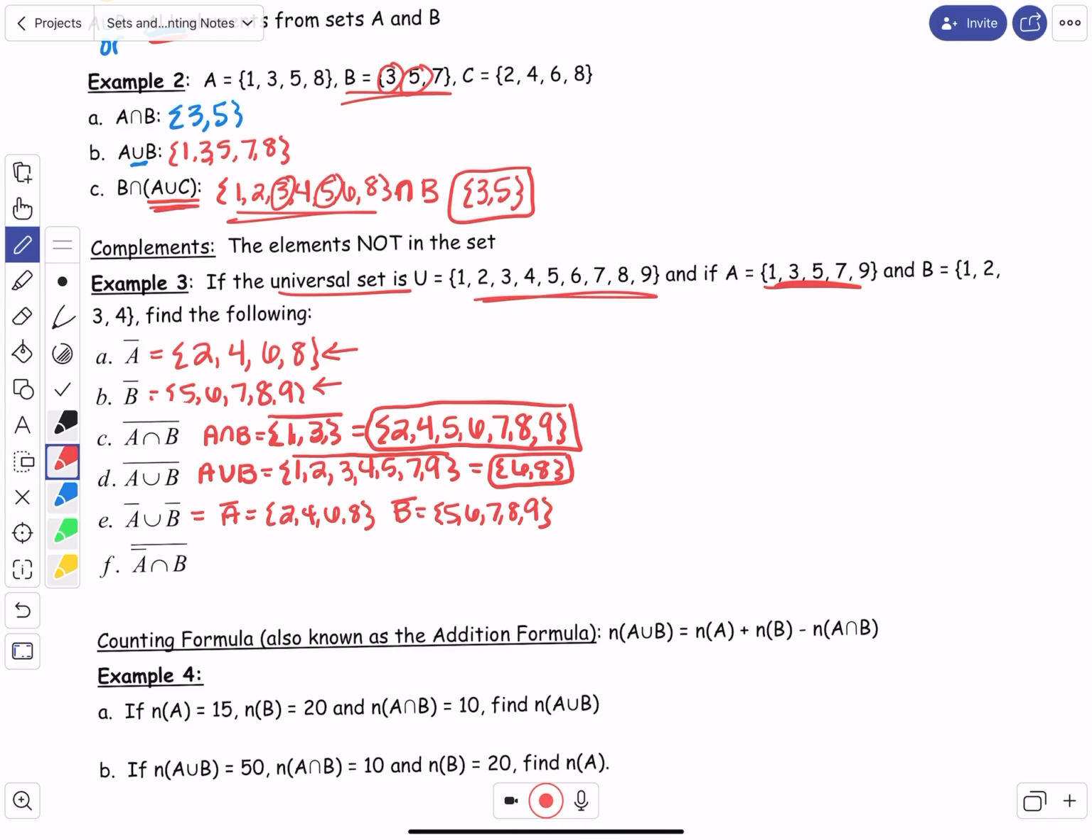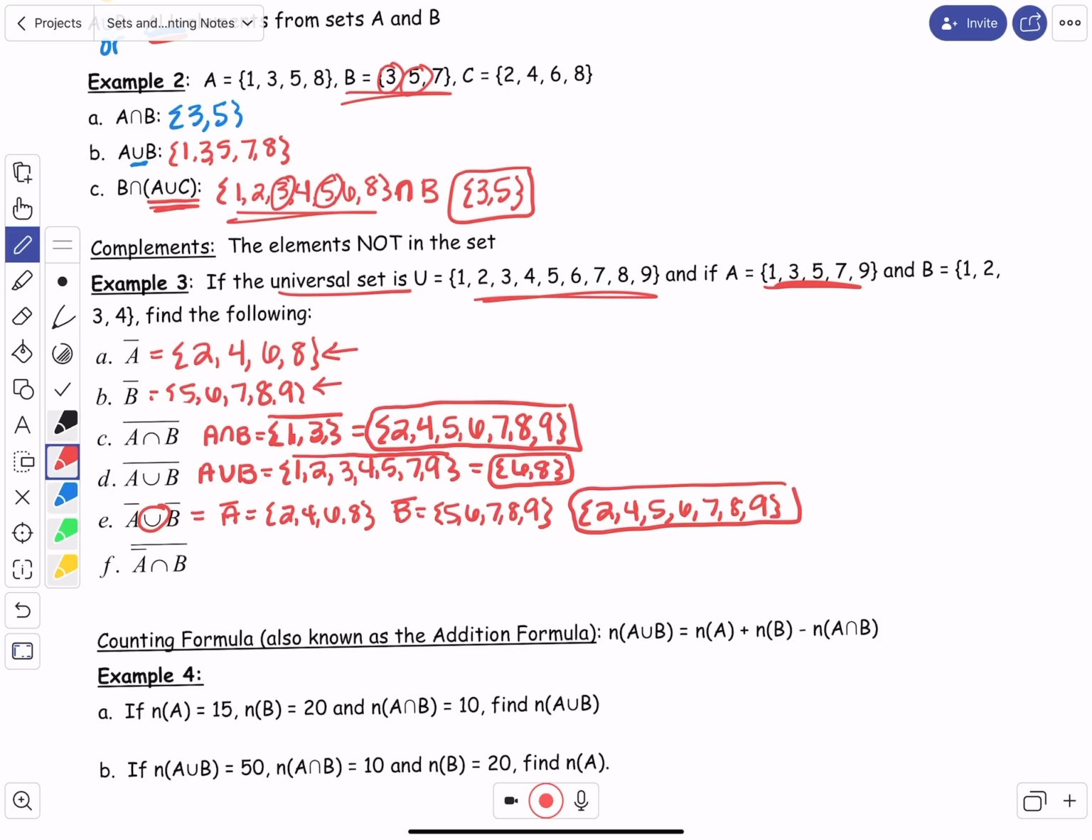And now I take everything, because I'm looking at this right here. That means all of them together. So basically, it's kind of like you add them together. It's like everything combined. So that would be 2, 4, 5, 6, 7, 8, 9.